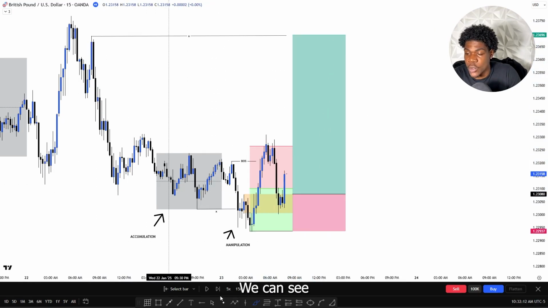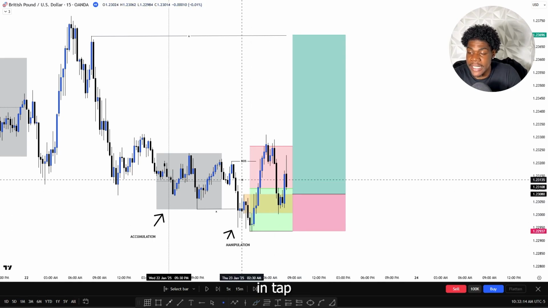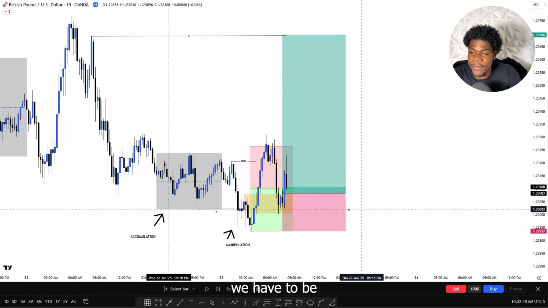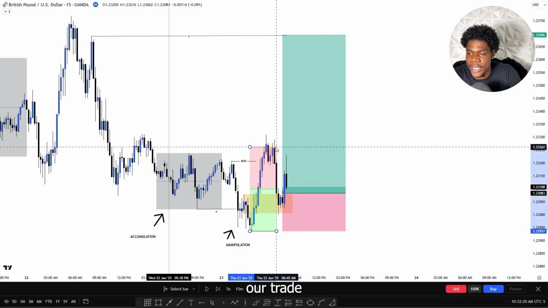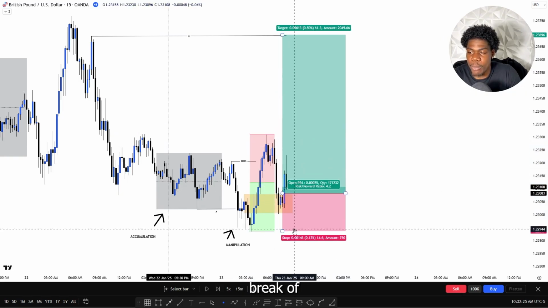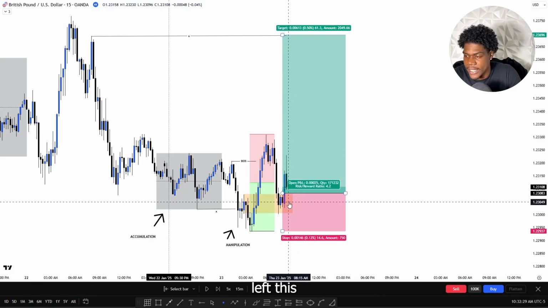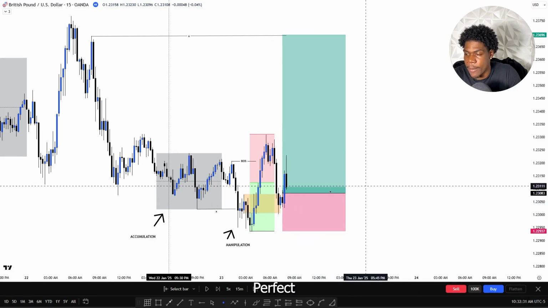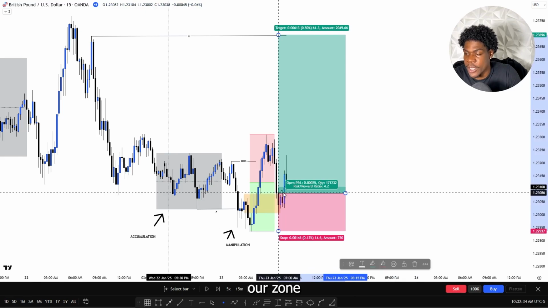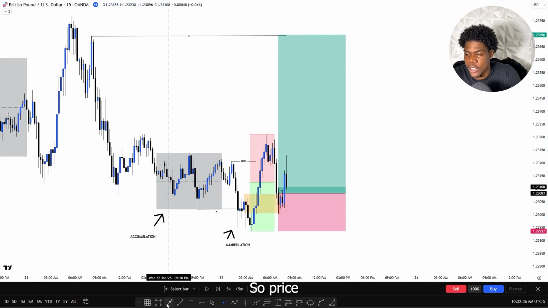Now let's play price. We can see that price pushed down lower and tapped inside of our breaker. Now we have to be patient and manage our trade, right? You want to see more lower time frame breaker structures to confirm this old trade right here. As you can see, price left this other order block right here. Perfect. After price tapped inside of our zone, price left a second order block. So price may give us a retest of this old zone right here.